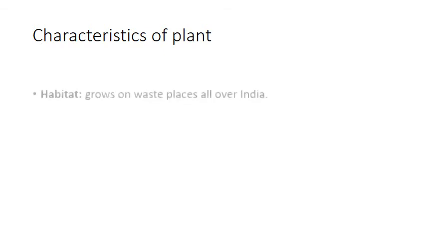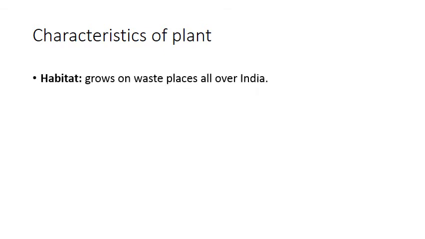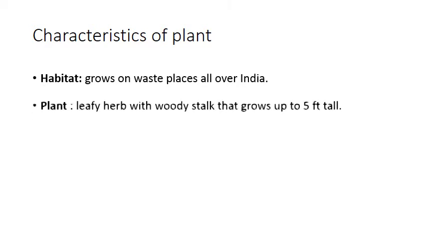So the first point is its habitat. It grows on all waste places all over India. As I told you, this Datura fastidiosa is a plant which is found all over India, and it mainly grows on all the waste places. The plant is a leafy herb, that means it grows up to 5 feet tall and has a woody stalk.